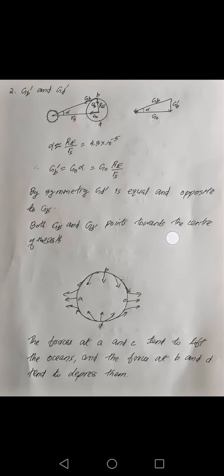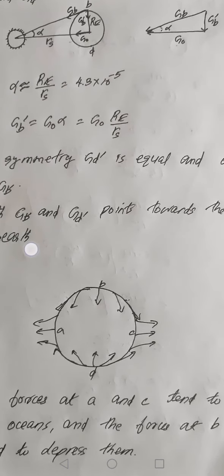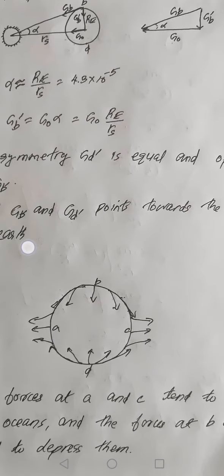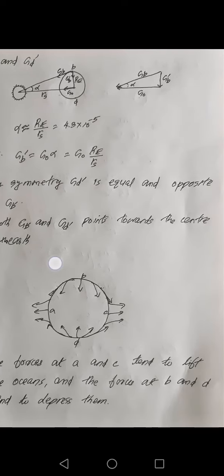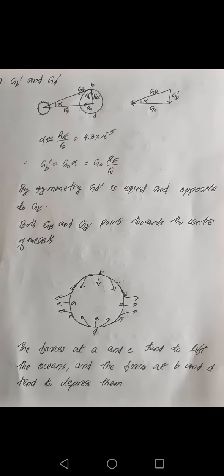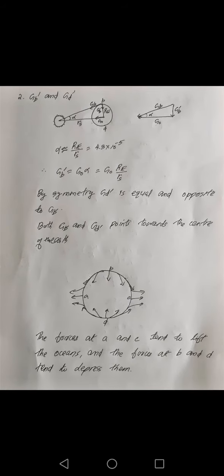In conclusion, what I can say is, if this is the earth, at points A it is radially outward, B inward, C outward, D inward. So the forces at A and C tend to lift the ocean, so there is a high tide, and the forces at B and D tend to depress them, so there will be low tide. So there are two high tides and two low tides.